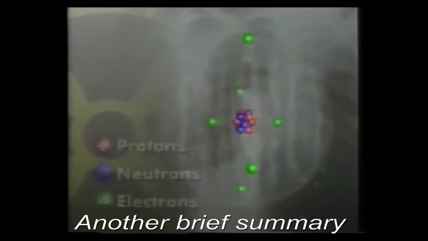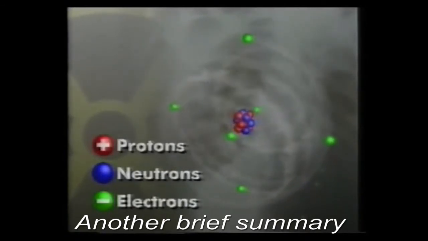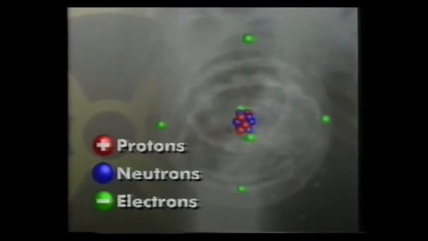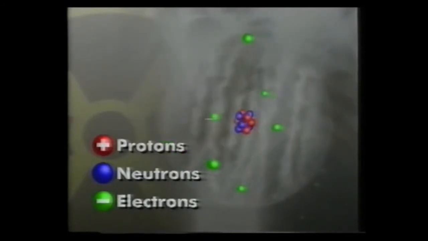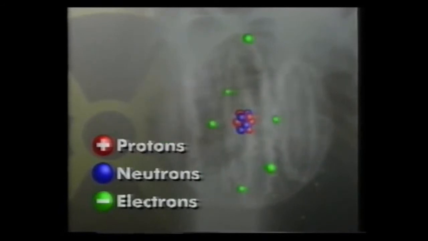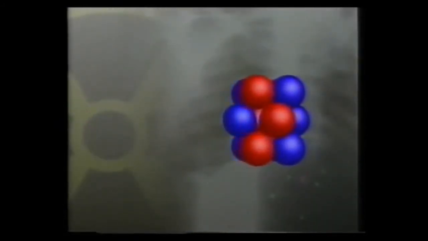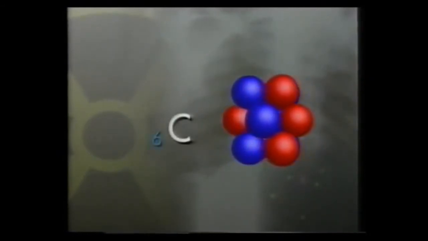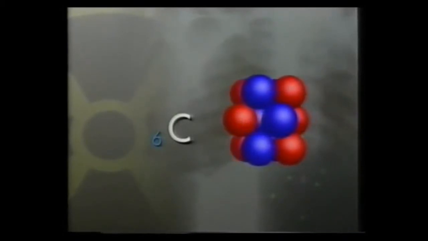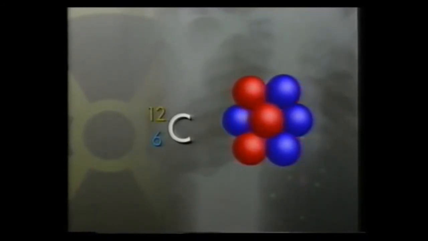A typical atom, this is an atom of the element carbon, has 3 types of particles: protons, neutrons, and electrons. The protons have a positive charge, the electrons have a negative charge, and the neutrons have no charge. There are the same number of protons as electrons, so the atom overall is uncharged. Atoms of different elements have different atomic numbers. The atomic number is simply the number of protons. For carbon, it's 6. Add together the number of protons and neutrons, and you have the mass number. 6 plus 6 is 12, so this is an atom of carbon 12.